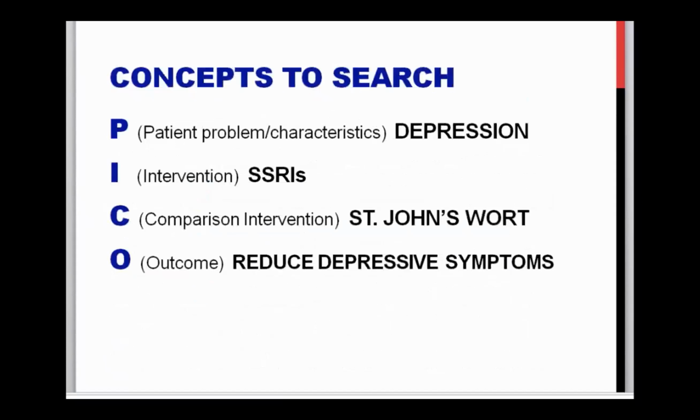The first step of searching the literature is to take the case scenario and separate it into individual concepts, breaking it down into a PICO question. This way it can be translated into a search query for the database. The P element of this question is depression. The intervention that we are considering is SSRIs, and the comparison in this case is St. John's wort. Now, the desired outcome in this scenario is to reduce depressive symptoms.